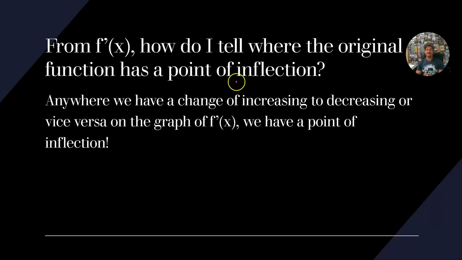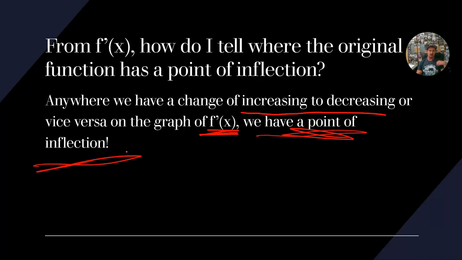If I need to know where my function has a point of inflection, I need to know where the concavity changes. I need to know where the second derivative changes sign. Where the second derivative changes from positive to negative or negative to positive, that's where the first derivative changes from increasing to decreasing or decreasing to increasing. So if I'm given f prime, to find a point of inflection, I look where f prime changes from increasing to decreasing or decreasing to increasing.